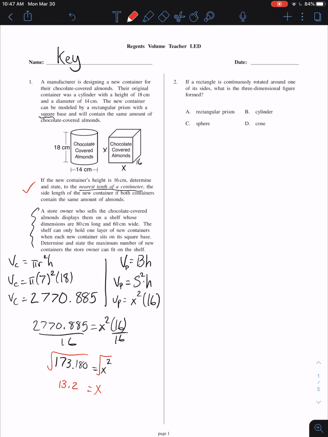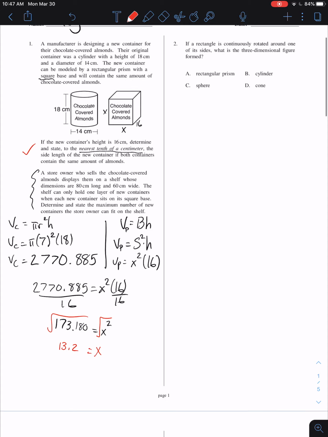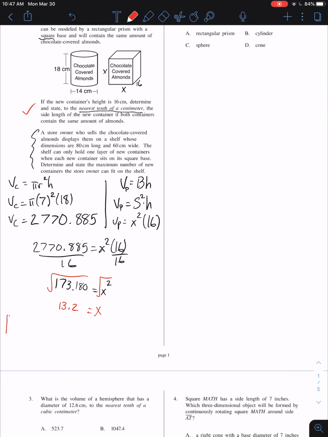You think that this is a volume question. It was a volume question. This new part here, this second part of the question, is an area question. Okay, we've got our base of our shelf that is 60 by 80 long. Okay, it's an area. So when we find the area of a rectangle, we're going to say that this has 4,800 square centimeters. Okay, right? This is cm squared of area.